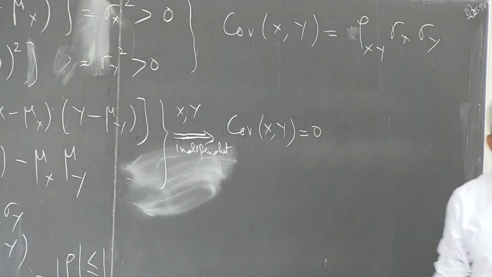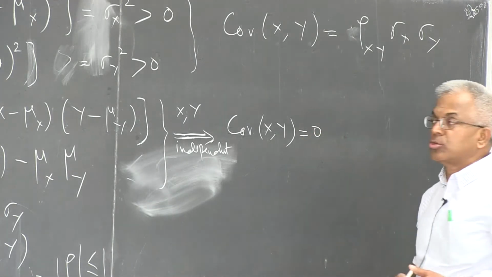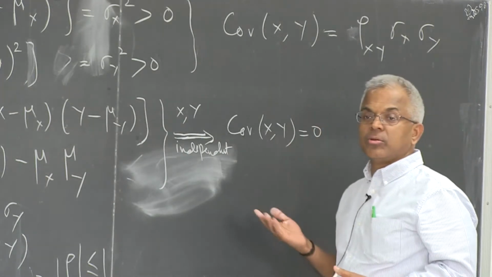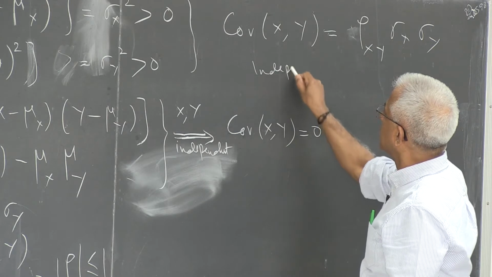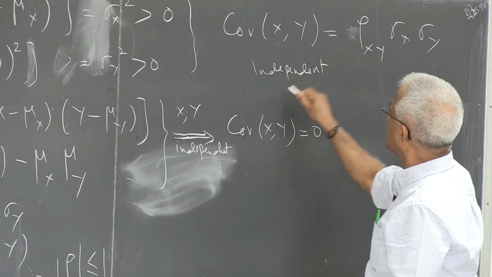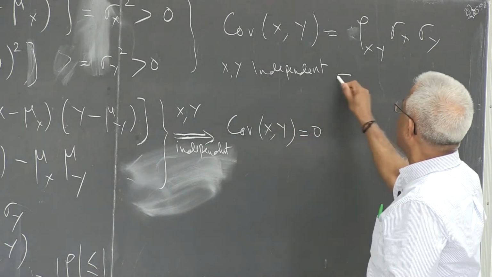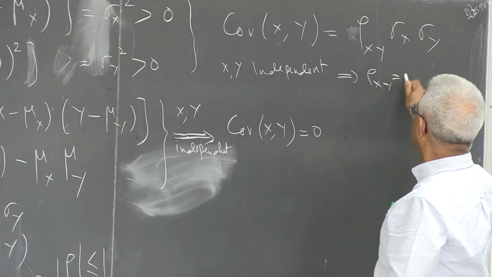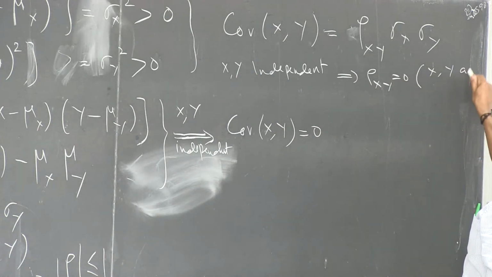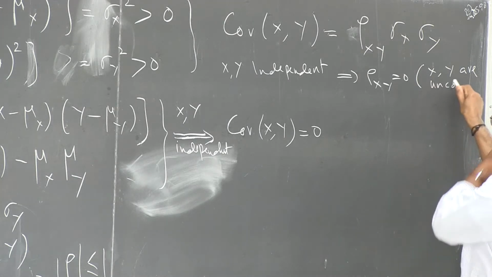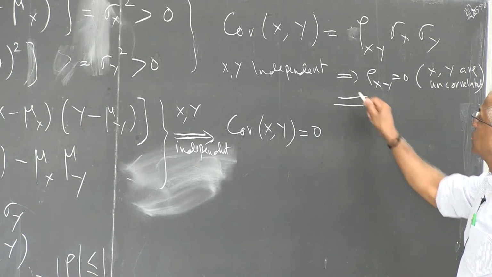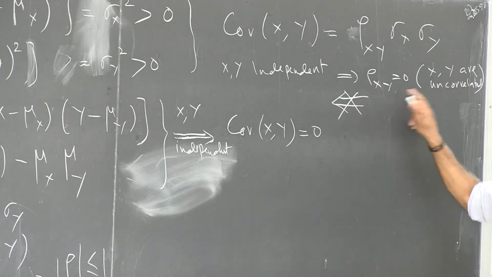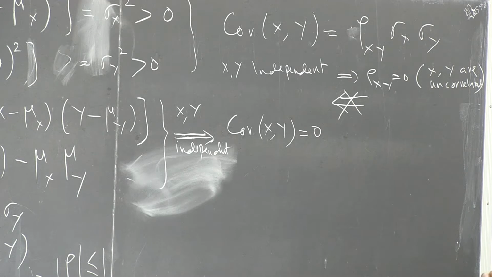We also showed through many ways that you can show this. In general, the correlation equals 0 if you have independence. X, y independent implies, of course, rho xy is 0. That is, x, y are uncorrelated. But the other way it's not true. X and y being uncorrelated doesn't mean they are independent.